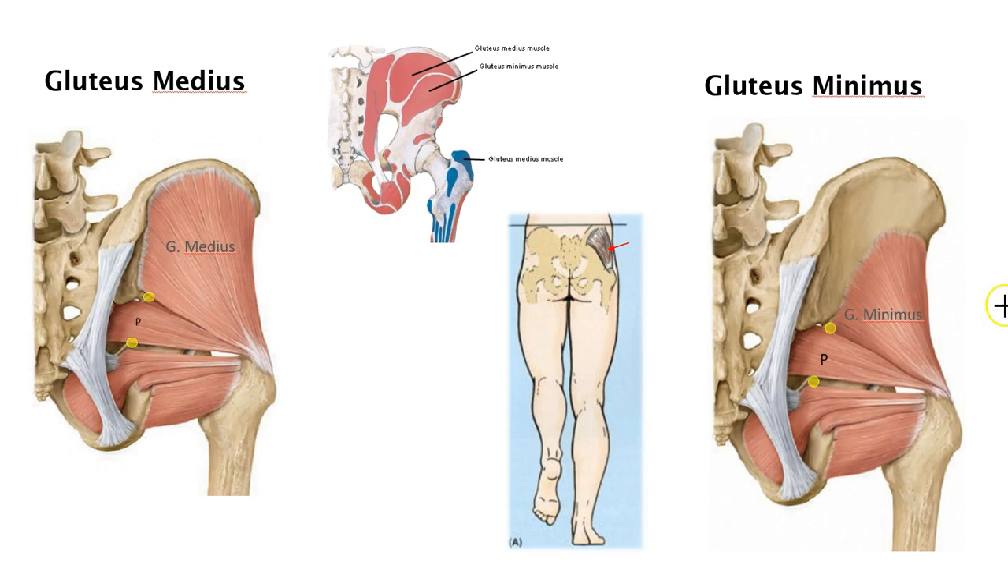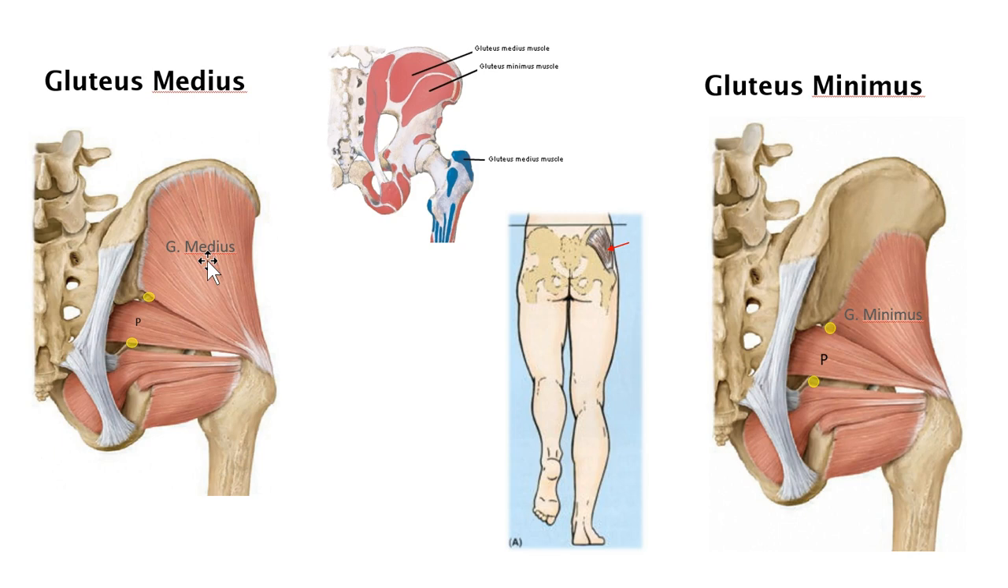Gluteus medius and minimus are fan-shaped structures that share an insertion and a nerve supply and have nearly identical functions. In this picture on the left, the gluteus maximus has been removed to reveal the deeper musculature. Similarly, on the picture on the right, the gluteus medius here has been removed to reveal the gluteus minimus. The gluteus medius therefore lies just deep to the overlying gluteus maximus, and it's helpful in a cadaver to look at the fiber direction to differentiate the two muscles.